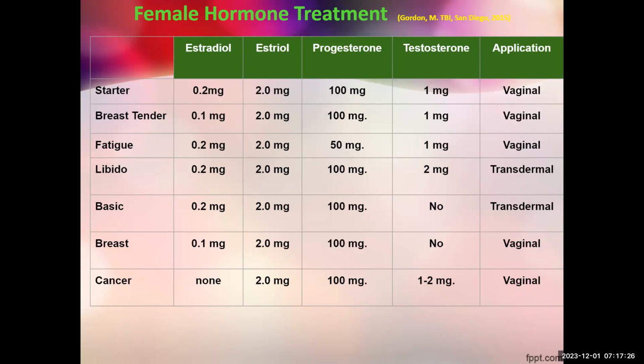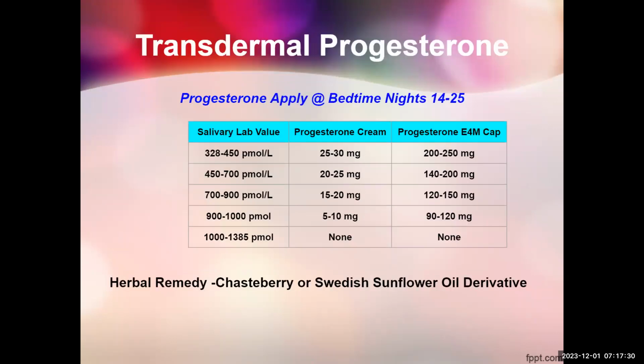I mean, there's lots of them. You probably have others that you use, but this is from Dr. Gordon. Here's a way to dose progesterone from saliva, from 328 to 450 all the way up to 1300. You can use the progesterone cream.